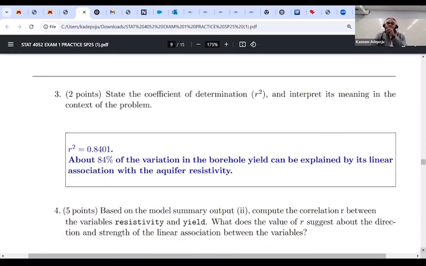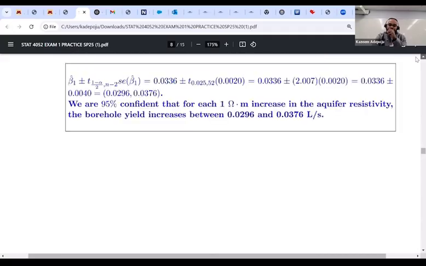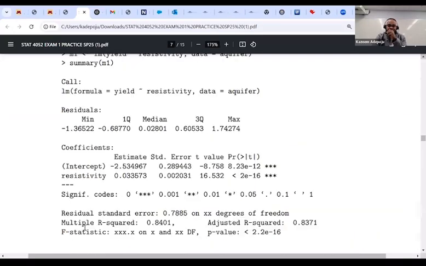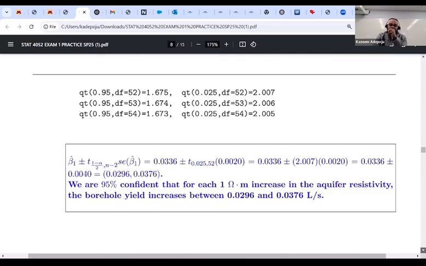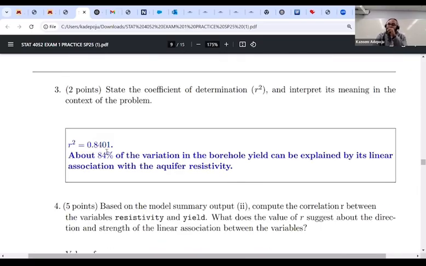Now, how do I get my R squared? My R squared is in the output. Look at that. We see the multiple R squared is 0.8401. It's part of the output. All you need to do is multiply by 100. Multiplying that by 100, we get about 84%.